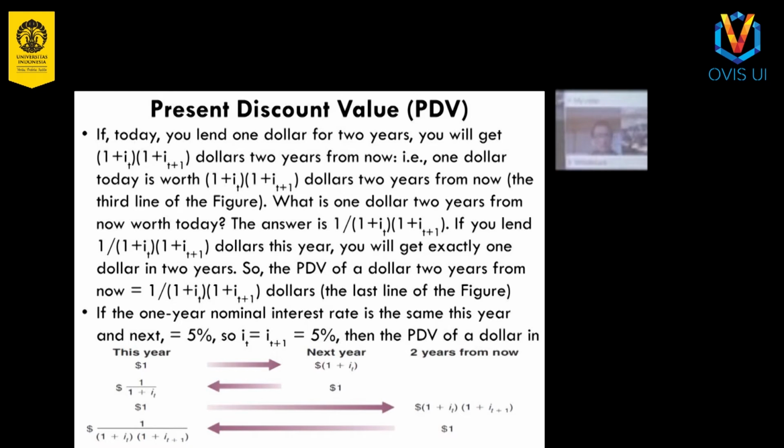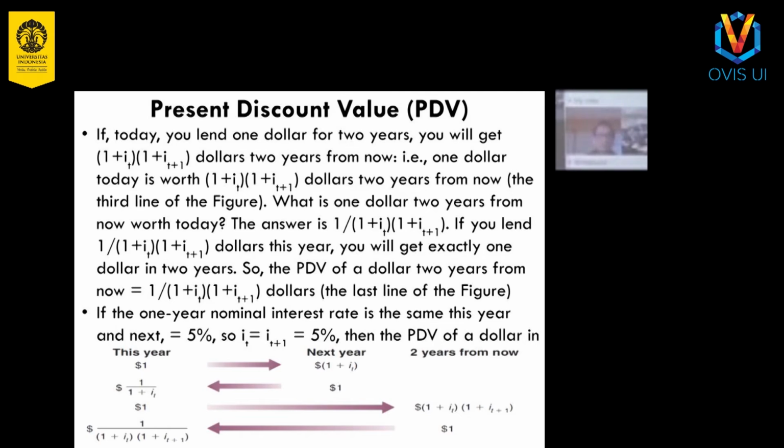So if you lend $1 today, then 2 years from now, when the borrower is supposed to return the money back to you, they have to pay you the interest for that $1. And that interest will become your income. So the question is, how much is the interest? The answer is this. The first component here is the interest that you get for this year, and the second component is the interest that you get for the second year. Okay? So that is a simple concept.